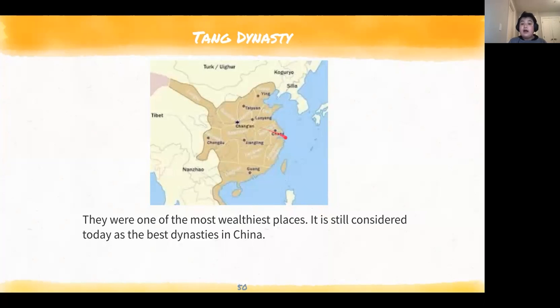So you might ask, why was the Tang Dynasty so powerful, so easy to get all this money? Well, it's because, as you can see, neighbor countries like Tibet, Nanzhao, Turk, Goguryeo, and Silla weren't as strong as China, and they either didn't want to fight China or they're too small to really fight China, because China had a big military. These nearby countries didn't want to fight China, and that's why they were able to use so much money into literature, art, and more.